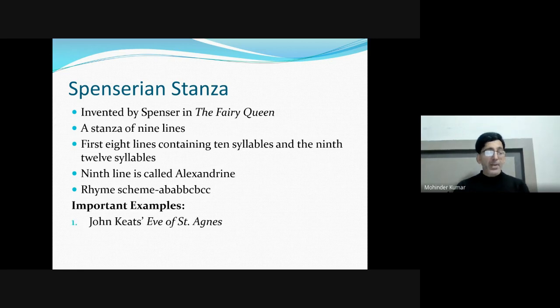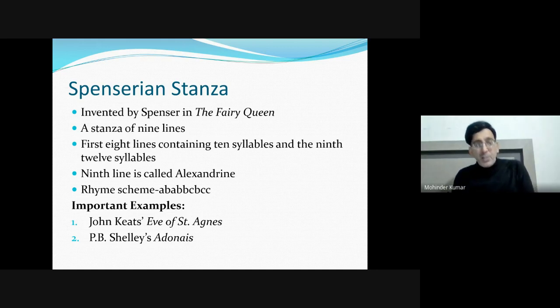Its important examples are John Keats, who used a Spenserian stanza in his poem, The Eve of St. Agnes, and P.B. Shelley, who wrote an elegy. Elegy, do you know? A poem written on the death of a friend or relative. P.B. Shelley wrote an elegy on the death of John Keats, and the name of that elegy is Adonais. And he used Spenserian stanza in Adonais also. So these are two important examples: John Keats in The Eve of St. Agnes, and P.B. Shelley in his elegy on John Keats, Adonais.